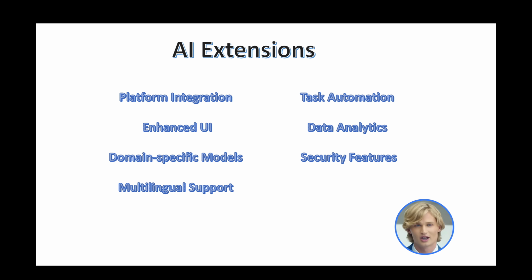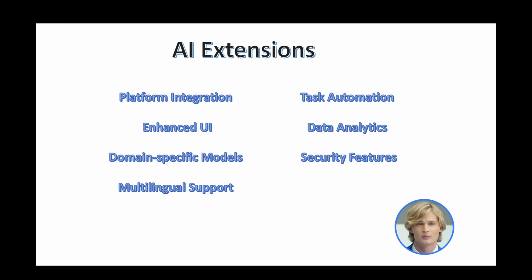AI Extensions plugin use cases might be: 1. Platform integration. Allow ChatGPT to be integrated into various platforms like WordPress, Shopify, etc., enabling users to easily add conversational AI capabilities to their websites. 2. Enhanced UI. Introduce customizable chat interfaces, allowing users to design the user experience as per their brand or requirements. 3. Domain-specific models. Load specific extensions that are trained for niches like legal, medical, or technical support. This could give more accurate answers in specialized fields.